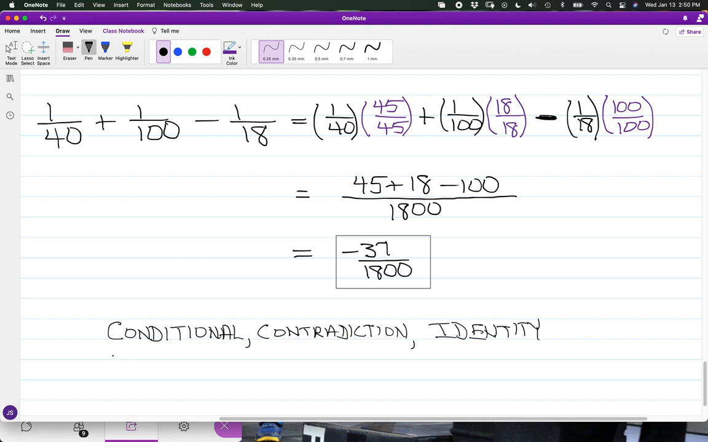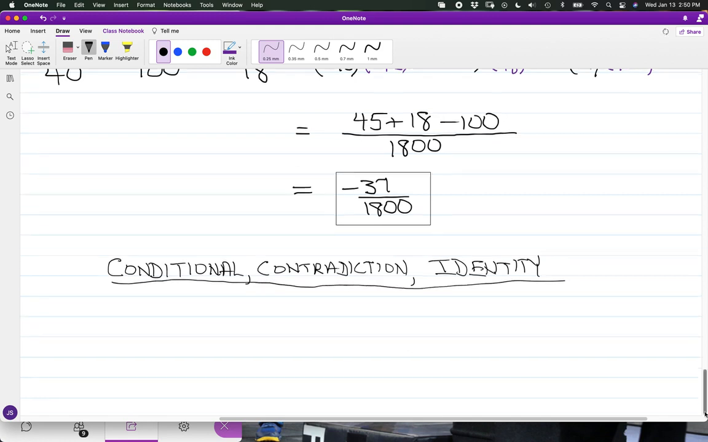So for what we have here, okay, now for a conditional. A conditional is going to be, for our purposes here, an equation with a limited number of solutions. It could be one solution, two solutions, but as long as you have a finite number of solutions.